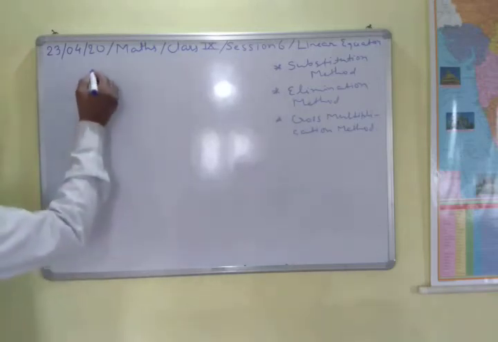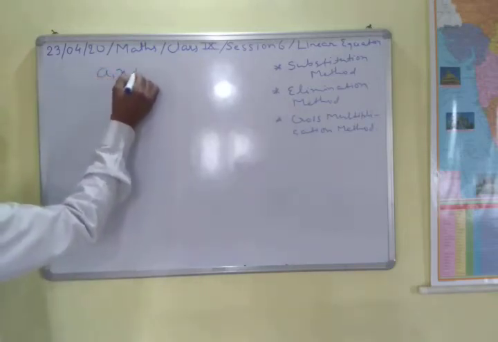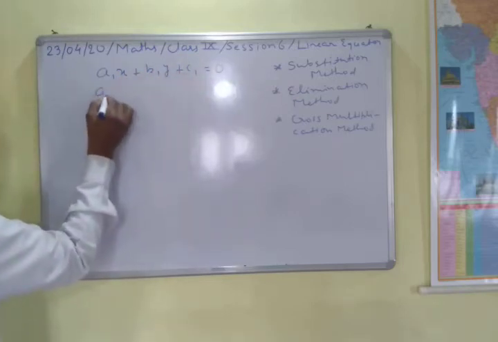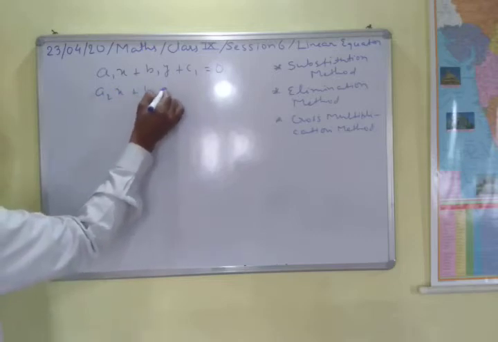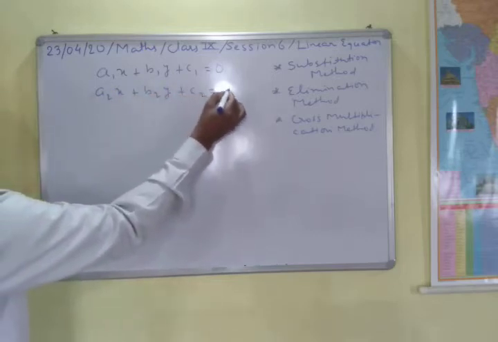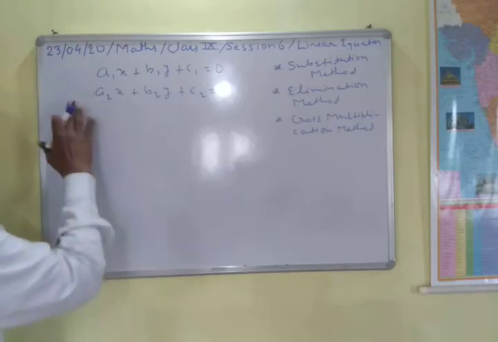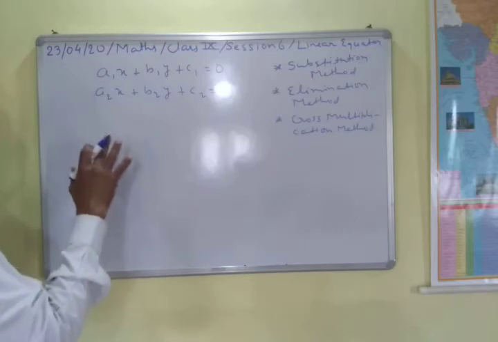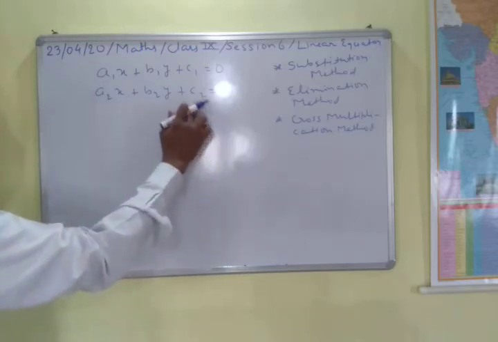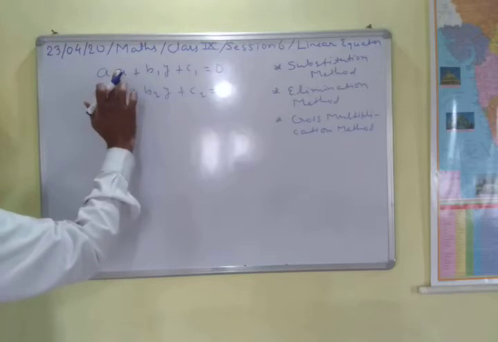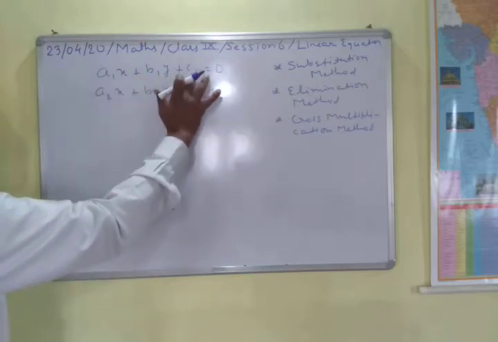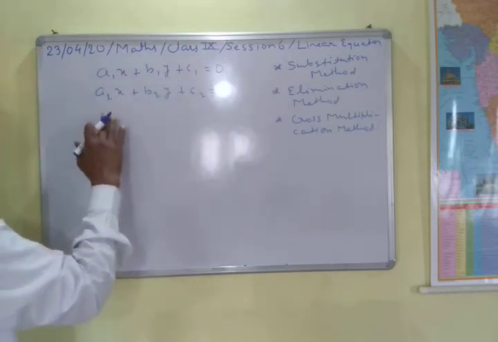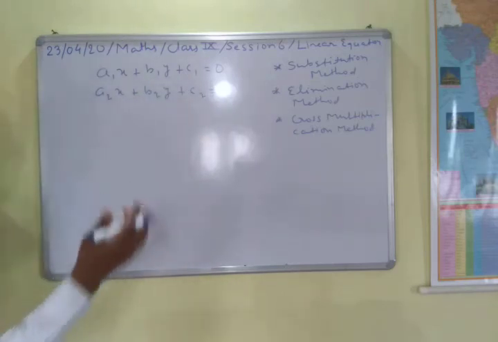In this method, suppose the equation is like this: a1x plus b1y plus c1 equal to 0, and a2x plus b2y plus c2 equal to 0. You must remember that any equation, first of all, you have to bring into this form. That is, the terms containing x, y and the constant are all on the left side of 0. So this must be the form, and then you will apply.